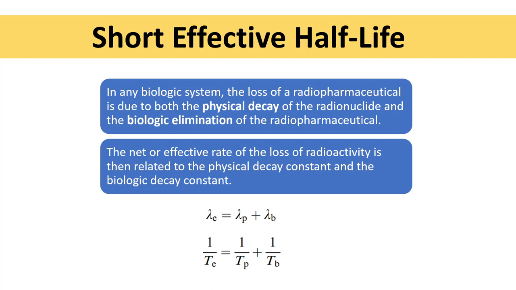First is the decay of the radionuclide itself, because a radionuclide has a defined half-life, so it keeps on decaying. And because of this decay, there is loss of pharmaceutical activity from the body. Apart from this, the biological elimination of the pharmaceutical is also responsible for the loss of radioactivity. So the net or effective rate of loss of radioactivity is defined by the decay constants of both the physical half-life and the biological half-life. That is, lambda E, the effective decay constant, equals lambda P, the physical, plus lambda B, the biological, and that's the equation in terms of the T halves.